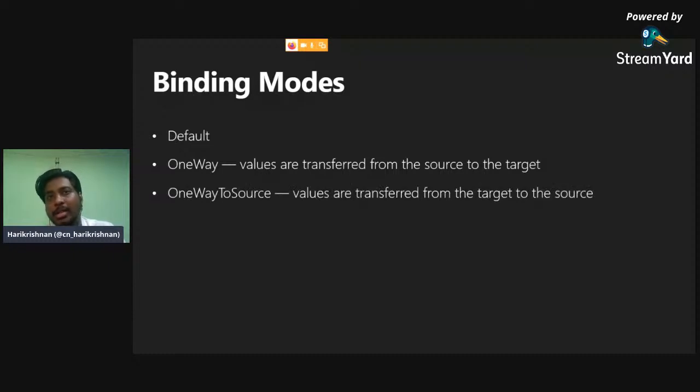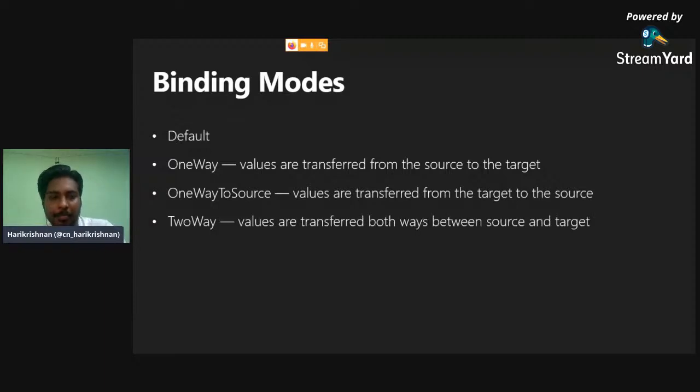And one-way to source is just the opposite of that. The data from your UI will just go back to your view model or model objects, whereas data from your model will never come back. So it is one-way to source. Anything that you enter on the UI, you can store it. Maybe something like a feedback form. Whenever you type a feedback, it will be stored there, and you don't have to render it back.